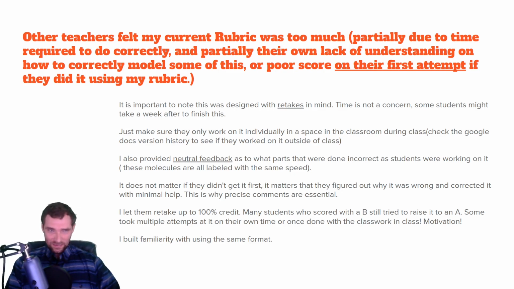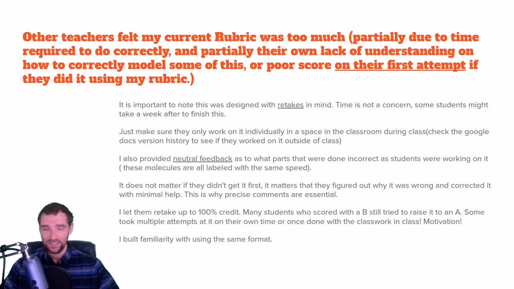But it was also designed with the expectation that they would be doing retakes in mind. Whereas most students completed this in one period, a lot of people needed to resubmit it, but they didn't need to work on it for more than like 5 minutes after they saw their feedback. It was very, very quick.